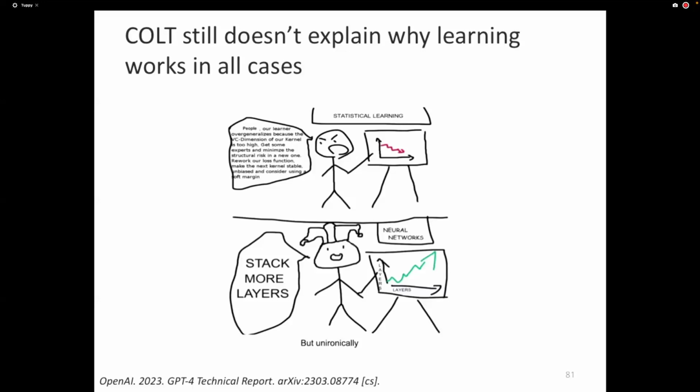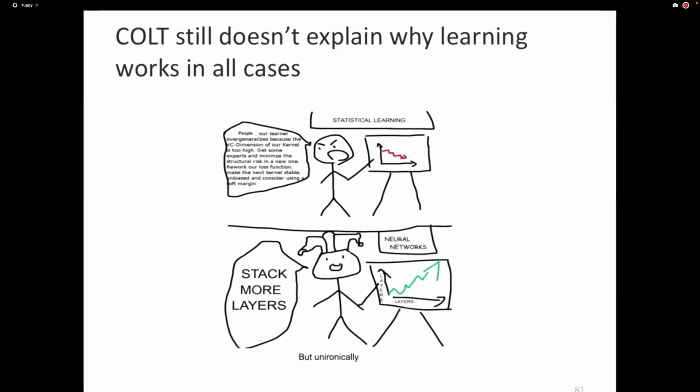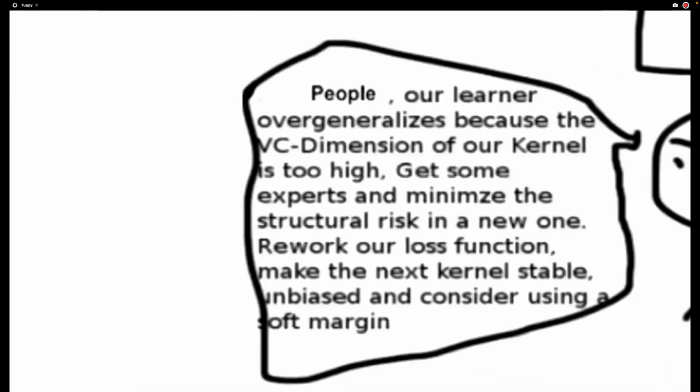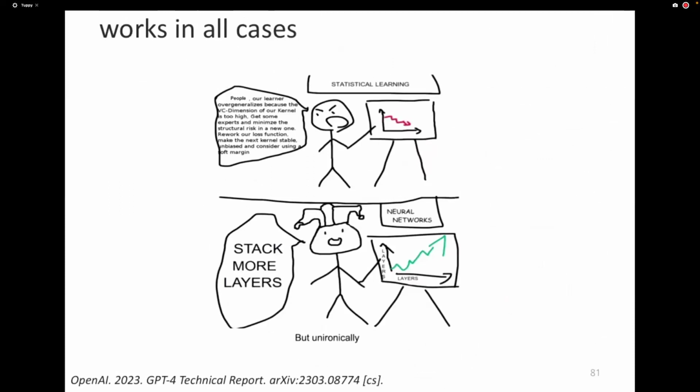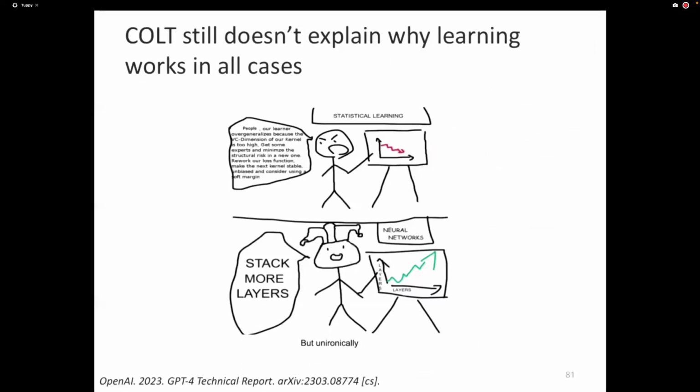This was a picture from OpenAI's technical report that described GPT-4. Statistical learning was all about, let me zoom in so that you can actually see, all these words are now familiar. We see dimension, we've not talked about kernels, but then we'll talk about risk minimization, unbiased, soft margins, and all these things. On the other hand, neural networks are just, anyway, we'll talk about neural networks later. So there's room for more theories. Our understanding is not complete.